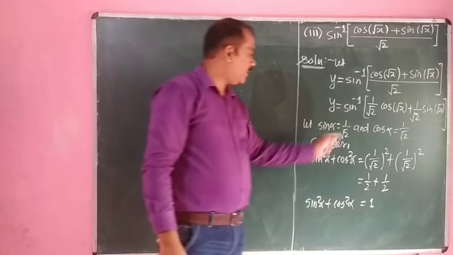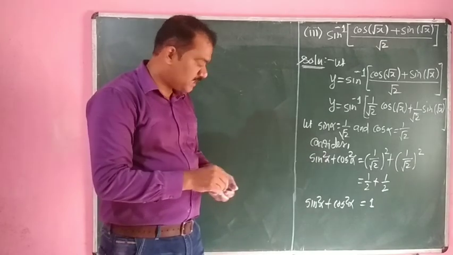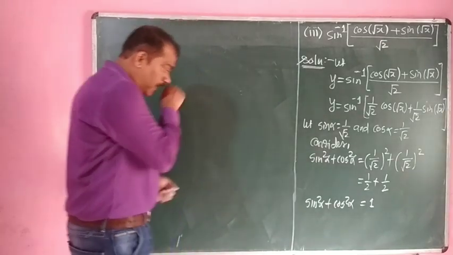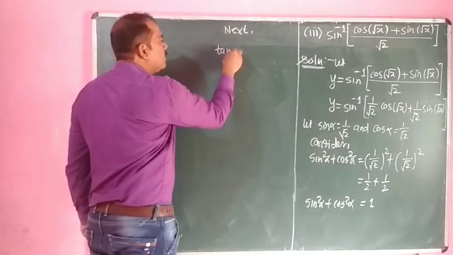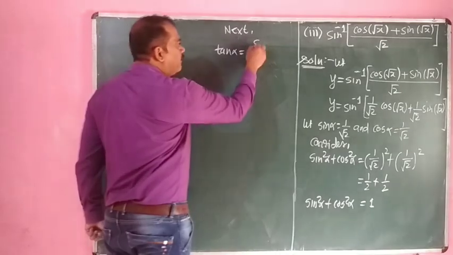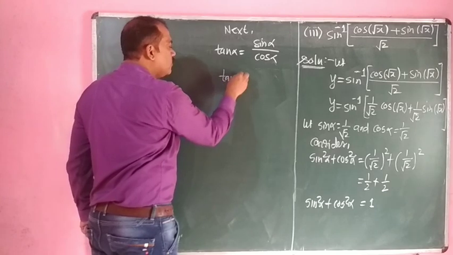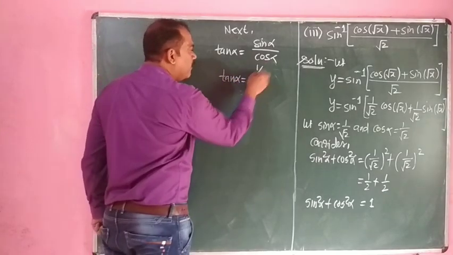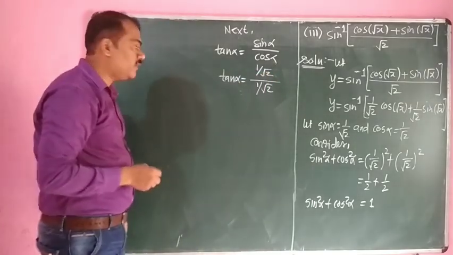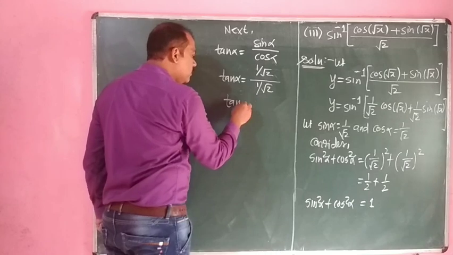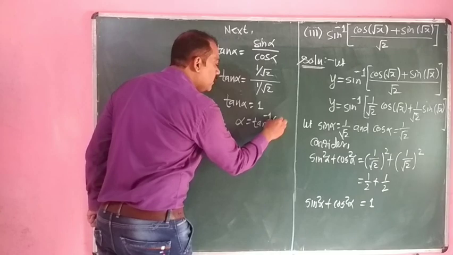So this value, sin alpha is equal to 1 upon root 2 and cos alpha is equal to 1 upon root 2, is correct. Now also we have to find the value of tan alpha. Next, tan alpha is equal to sin alpha divided by cos alpha. So tan alpha is equal to sin alpha, which is 1 upon root 2, over cos alpha, which is 1 upon root 2. 1 upon root 2, 1 upon root 2 get cancelled. That is, tan alpha is equal to 1. That is, alpha is equal to tan inverse of 1.